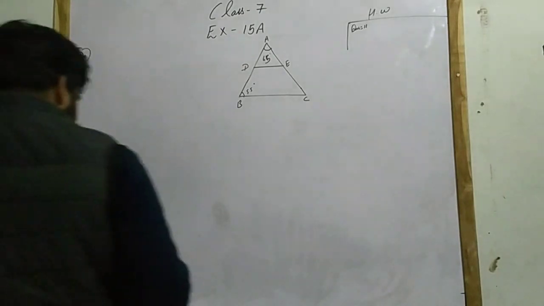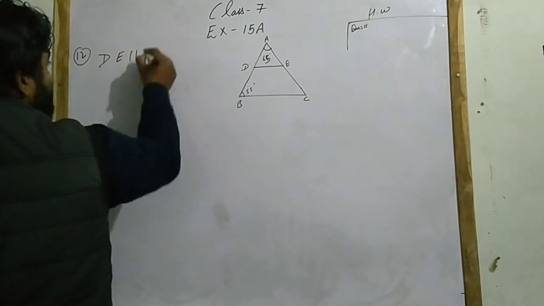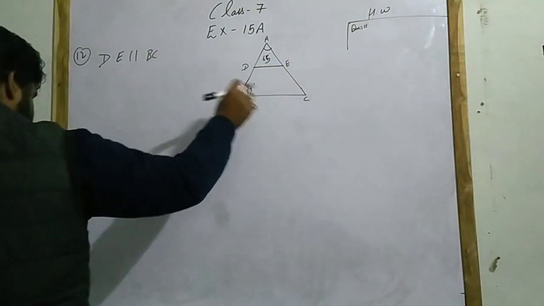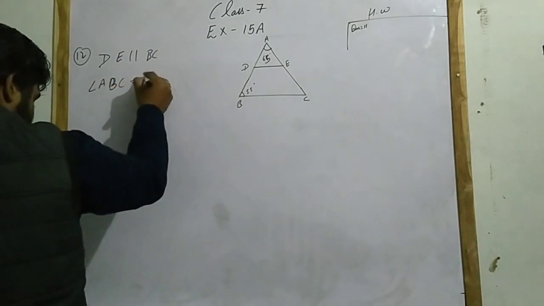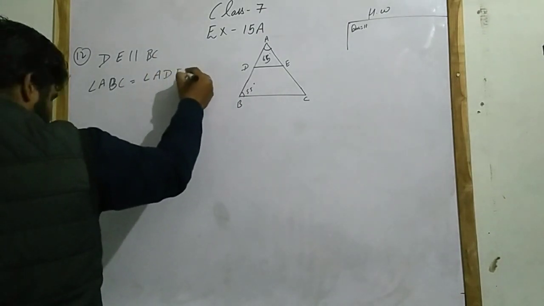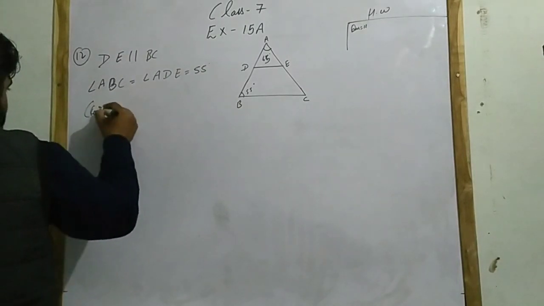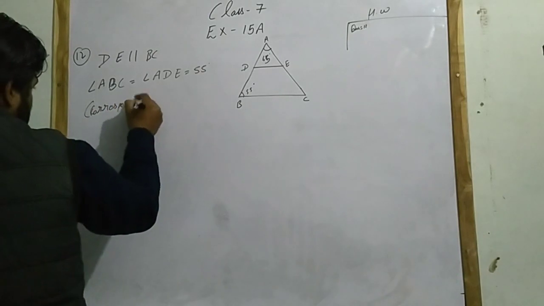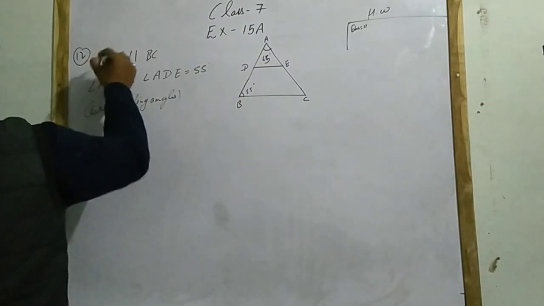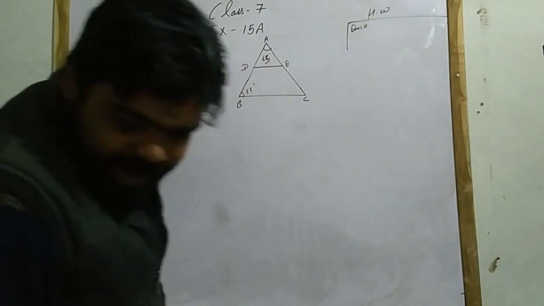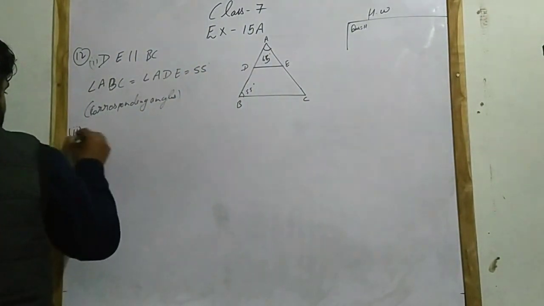Now, in this, it is given that DE parallel to BC. DE parallel किसके है? BC के. So, angle ABC equals to angle ADE equals to 55 degree because of corresponding angles. Corresponding angles. Okay, we have found here the first part. Now the second part is given here. We have to find angle AED.